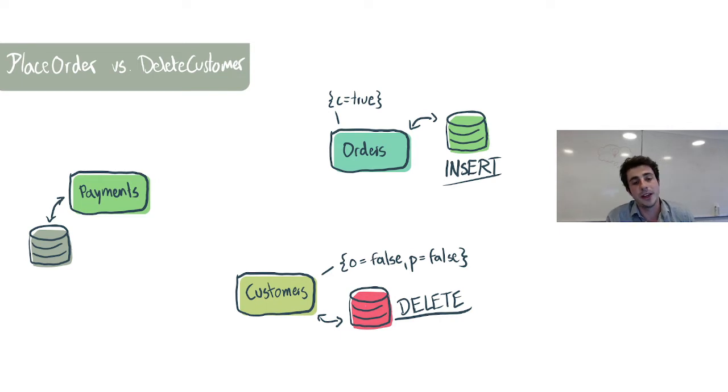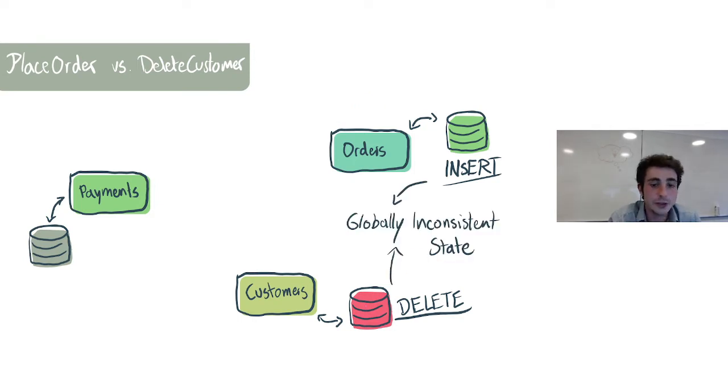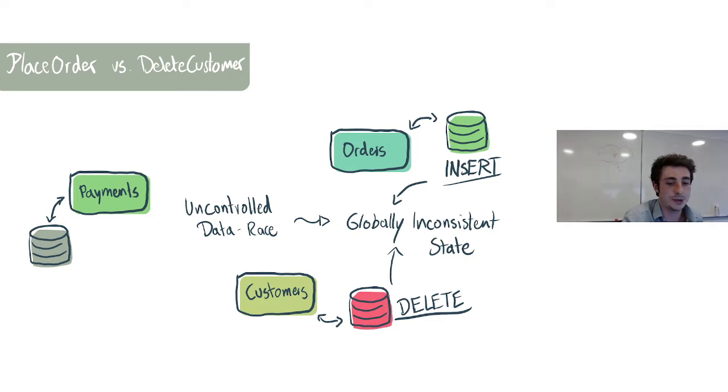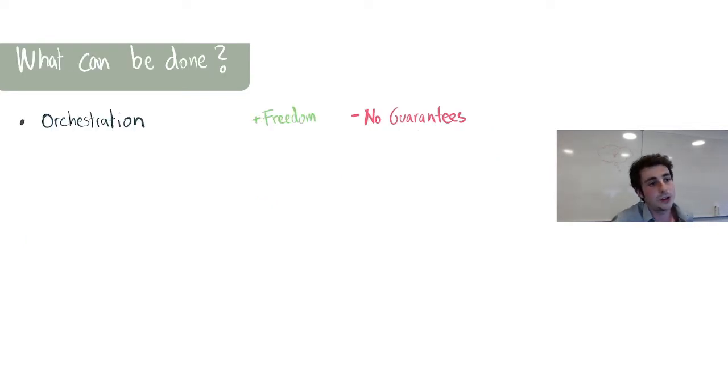Therefore, we have the problem that the orders microservice thinks, okay, the customer exists, I'm going to put a new order in the database, while the customers microservice will delete the customer from the database. And that, of course, is a globally inconsistent state. The cause for this is an uncontrolled data race. On one side, we read the customer from the database, and on the other side, another transaction or another function has deleted that customer. That should not occur.